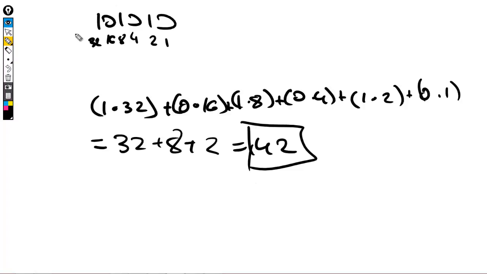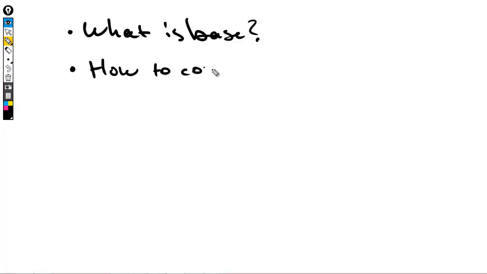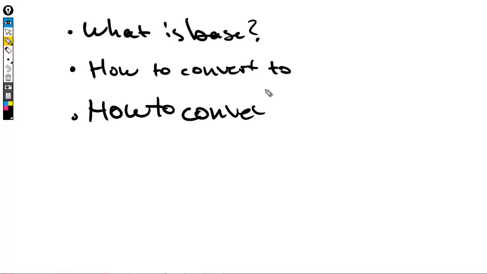So now we've had our basic introduction to binary. We've covered what base 2 is, we've covered how to convert to binary, and we've learned how to convert from binary. Now I hope this is very helpful. In the next episode we're going to be talking about logic gates and how to sequence them together, and we're going to learn the proper notation for different circuits. Alright.